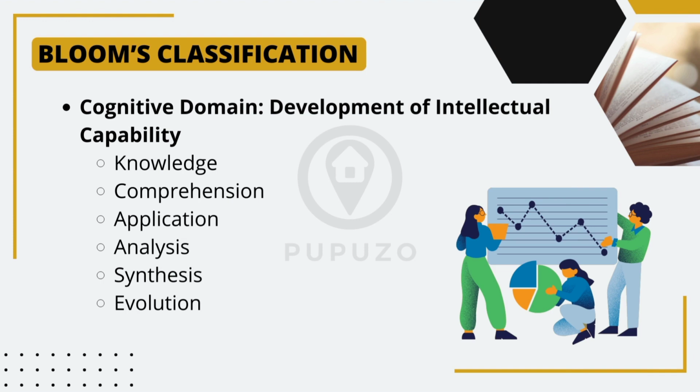One widely used classification of objectives is Bloom's taxonomy, which categorizes objectives into three domains: cognitive, affective, and psychomotor. The cognitive domain focuses on the development of intellectual capabilities. It includes objectives related to knowledge acquisition, comprehension, application, analysis, synthesis, and evaluation. These objectives aim to enhance learners' thinking skills and their ability to process information effectively.